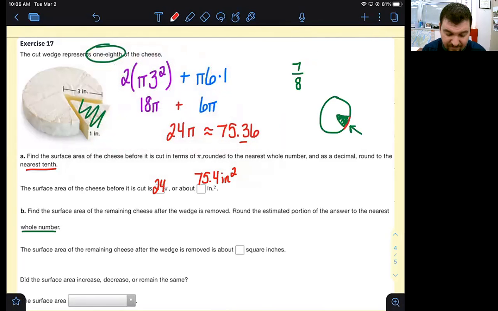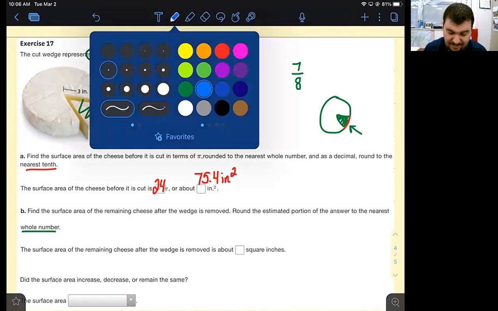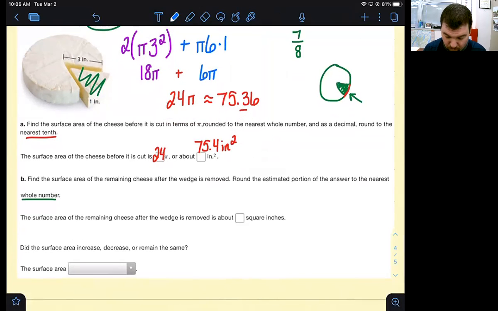So if I'm taking 7/8 out of this chunk here, and I'm taking 7/8 out of this chunk here, I'm really just taking 7/8 out of the whole thing. So there's a really easy way I can do this. My answer in terms of pi, remember, was 24 pi.